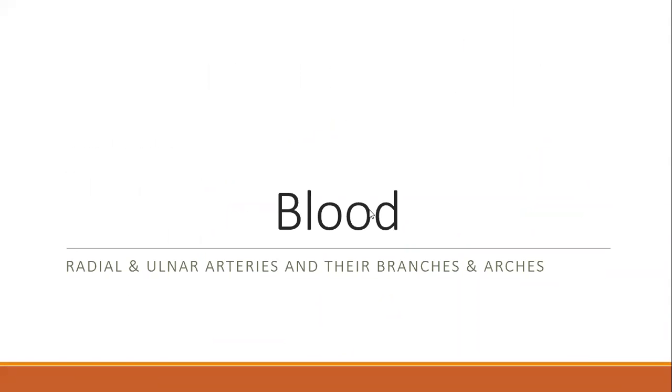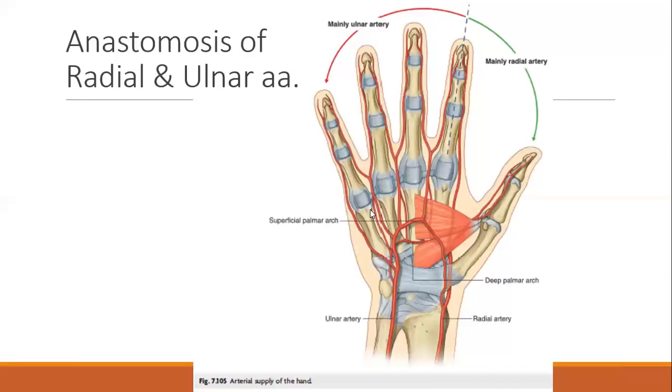All right, so let's talk about blood supply in the hand. So the blood supply of the hand represents an anastomosis of your ulnar and radial arteries. The two big structures that are shown here in this picture are your superficial palmar arch, as well as your deep palmar arch. And both ulnar and radial artery give blood supply to both arches.